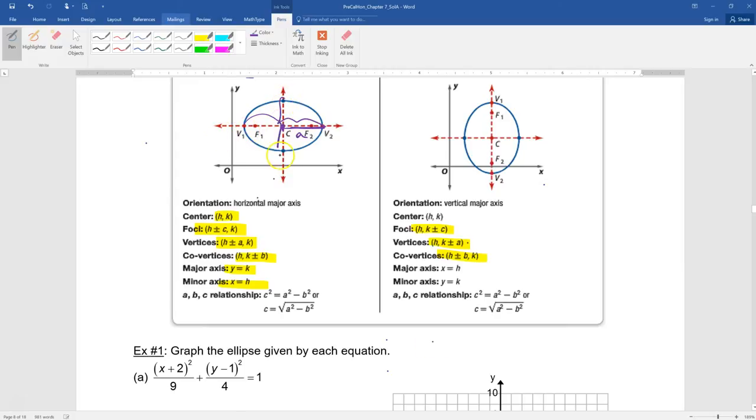So how much is this? 2B. And how much is from focus to focus? 2C. Okay?